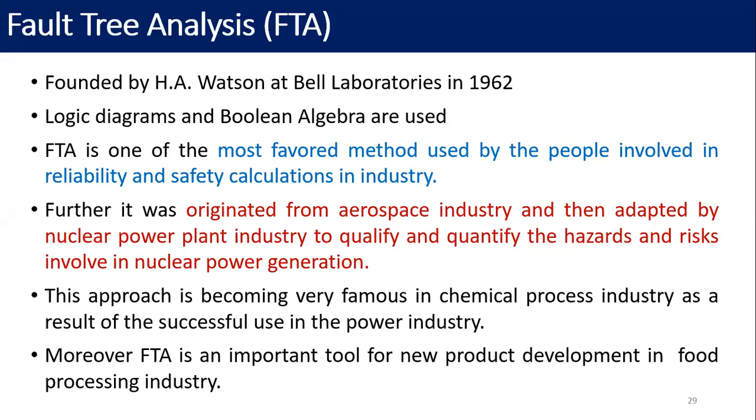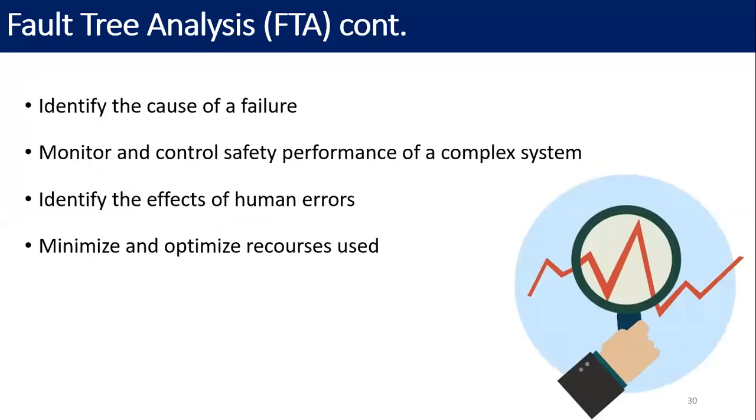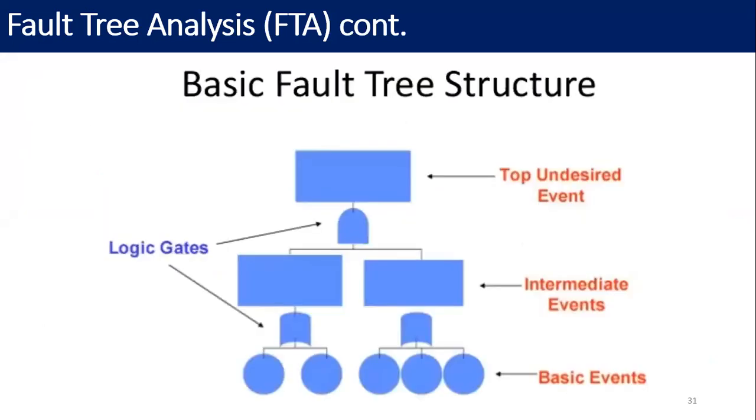This is about the history: it originated from the aerospace industry. First they used fault tree analysis in the aerospace industry, then for the nuclear power plant industry, and now we are using it in the food processing industry as well. So these are very famous methods for analyzing failures. These are the applications to identify the cause of a failure, and to monitor it.